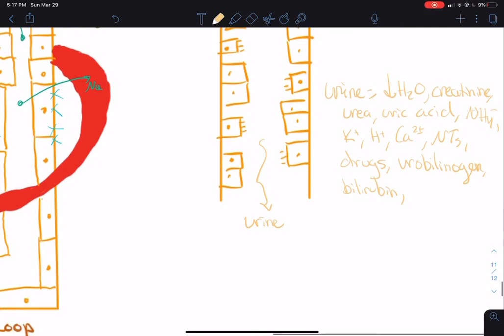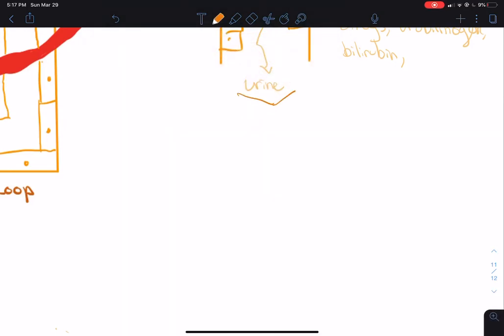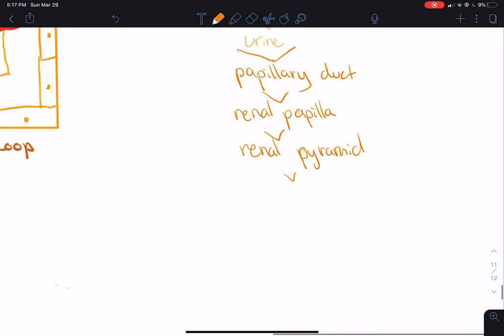All right. So now let's talk about where that urine goes once it's produced. So urine then ends up meeting at the papillary duct, which dumps into the renal papilla. Then the renal papilla will dump into the ends of the renal pyramid. The renal pyramids will meet at the minor calyx. Minor calyxes meet up with the major calyx.